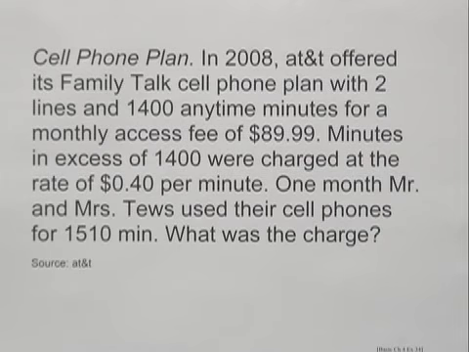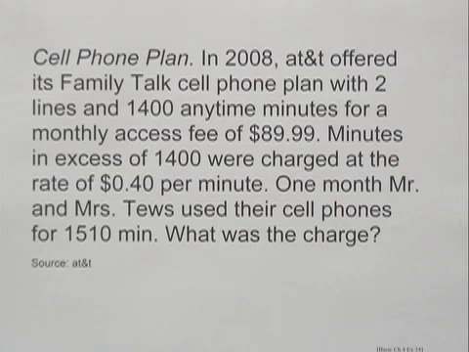In 2008, AT&T offered its Family Talk cell phone plan with 2 lines and 1,400 anytime minutes for a monthly access fee of $89.99. Minutes in excess of 1,400 were charged at the rate of 40 cents per minute. One month, Mr. and Mrs. Twos used their cell phones for 1,510 minutes.